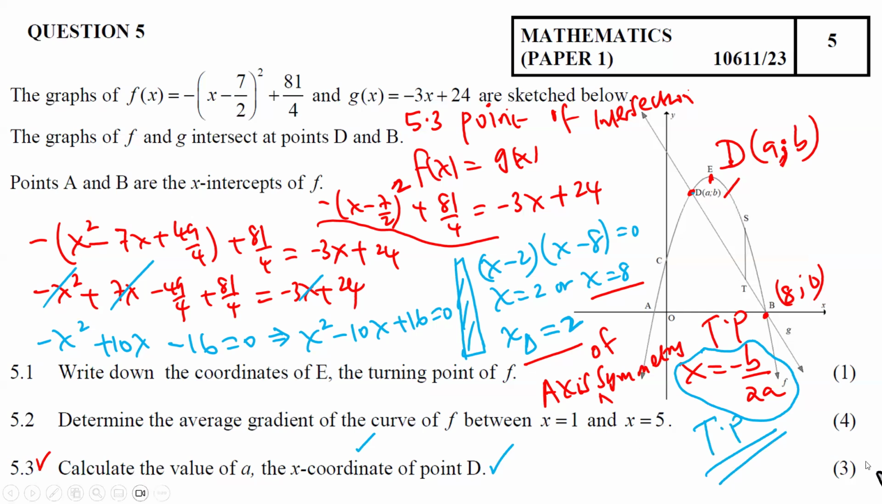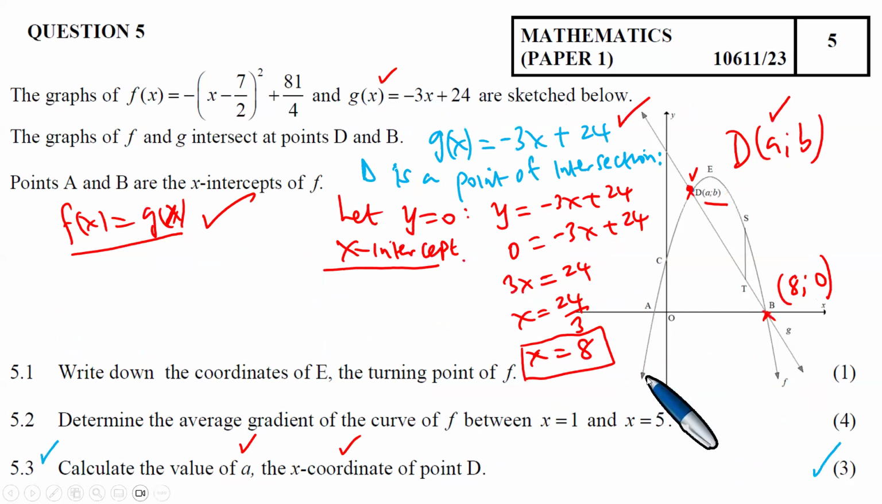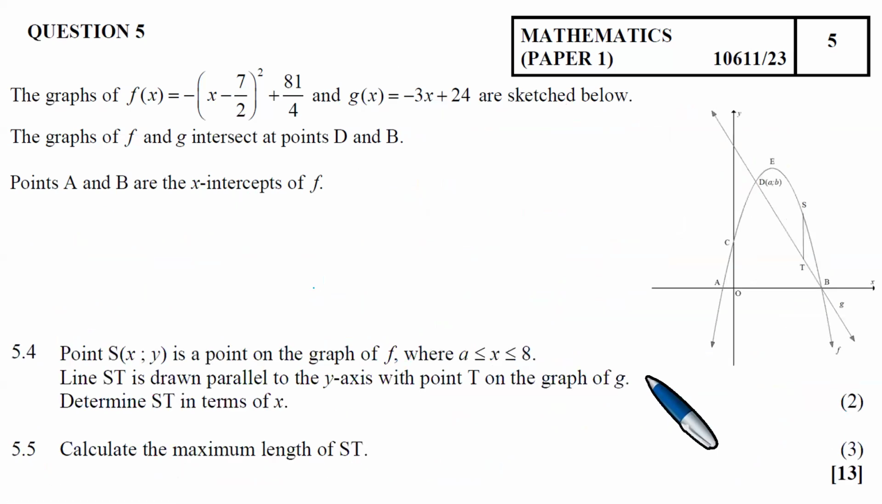Okay, let's continue. You will see exactly what's happening. We still have this question, and points A and B are the x-intercepts of F. Point S with coordinates x and y is a point on the graph of F, where the x lies between A and 8. 8 is here and A is somewhere there.